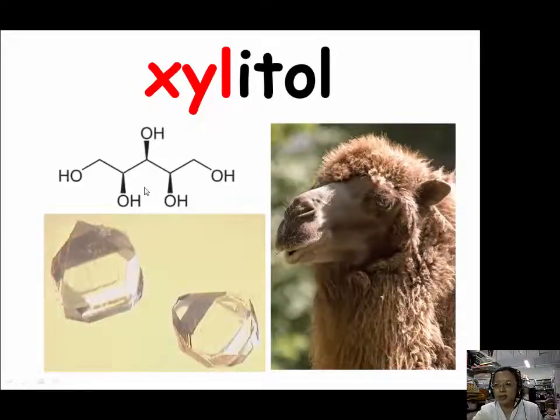This is the structure of xylitol. Xylitol are colorless crystals, and they are derived from xylose. It's the alcohol derivative of xylose, and xylitol is used as a sweetener. And the reason why I show this camel is, the first time xylitol was on the market in Taiwan, they actually made a really funny commercial related to a camel.